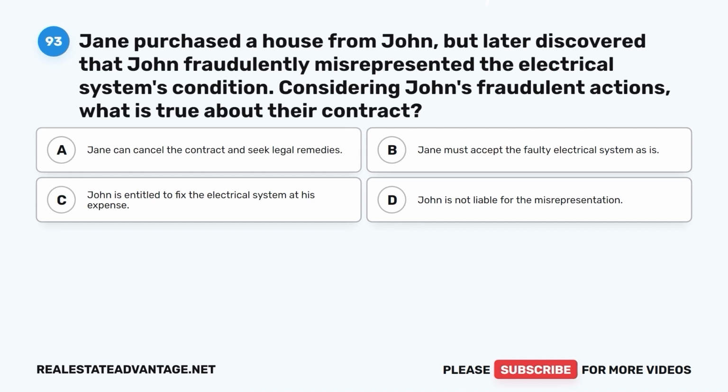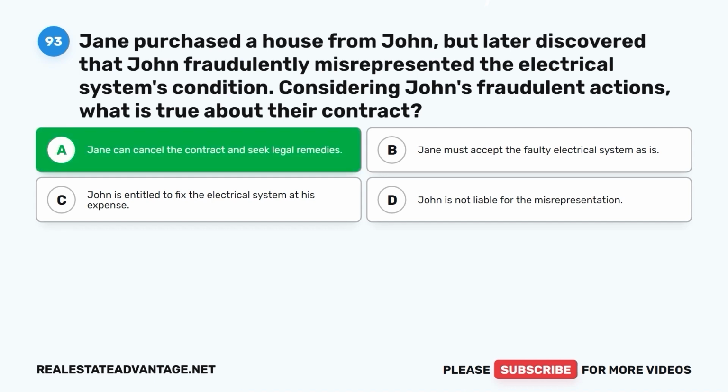Considering John's fraudulent actions, what is true about their contract? A. Jane can cancel the contract and seek legal remedies. B. Jane must accept the faulty electrical system as is. C. John is entitled to fix the electrical system at his expense. D. John is not liable for the misrepresentation.